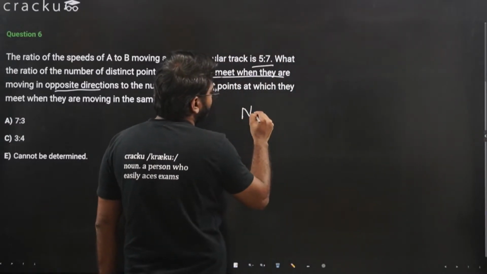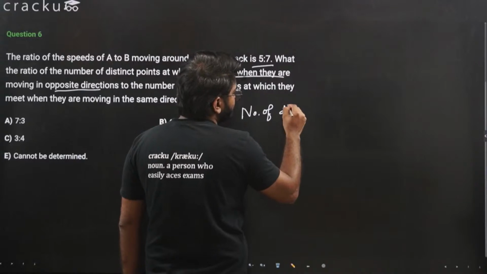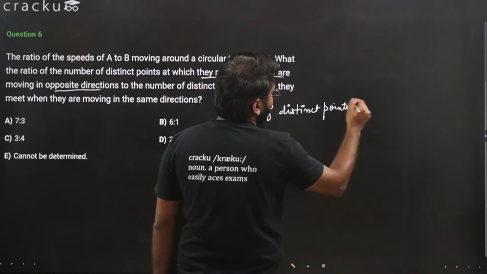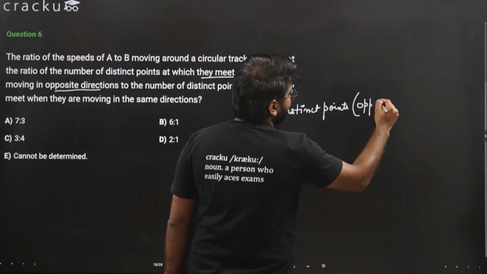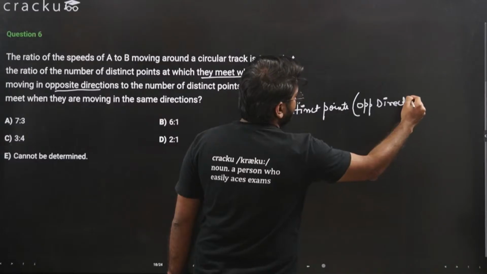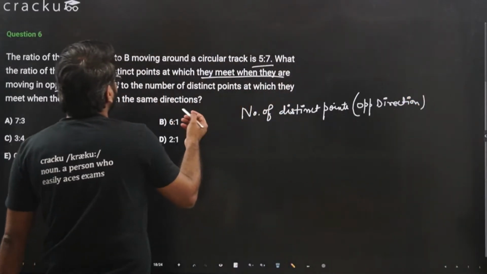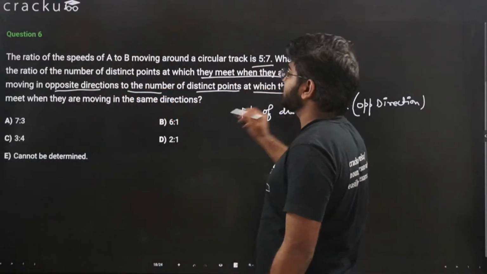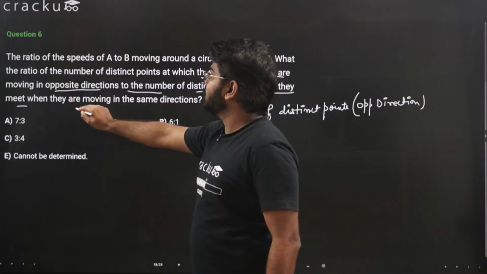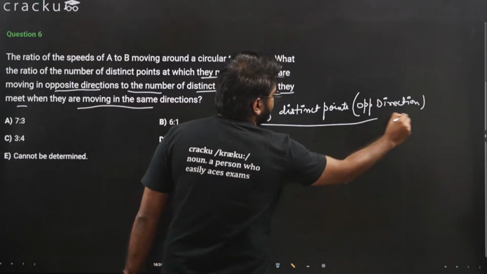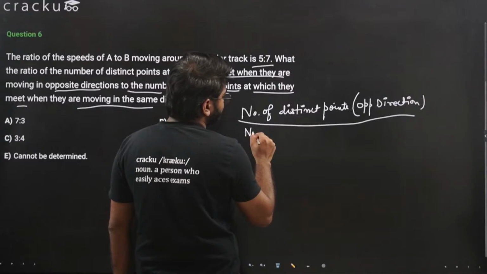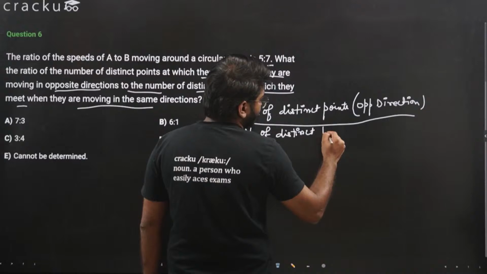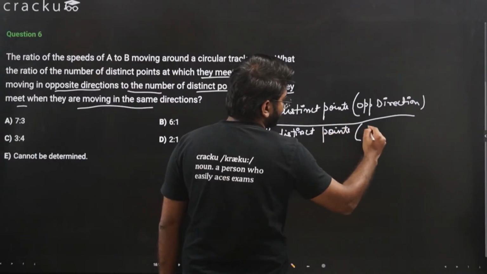Number of distinct points when they are moving in opposite direction, and 2, the number of distinct points at which they meet when they are moving in the same direction. So opposite of this, number of distinct points at which they are moving in same direction.